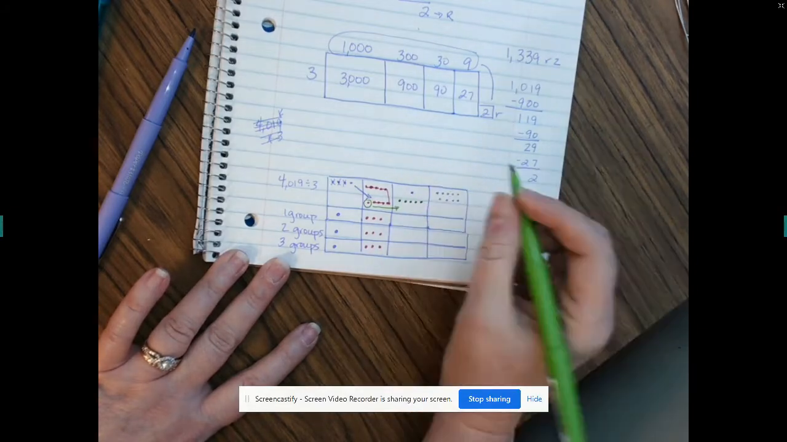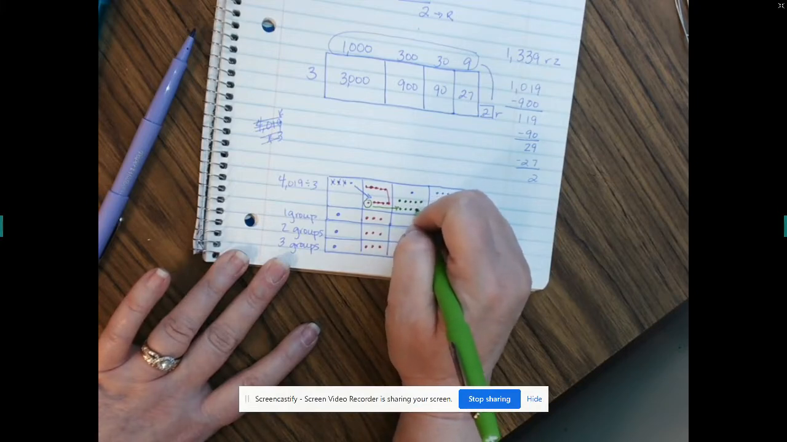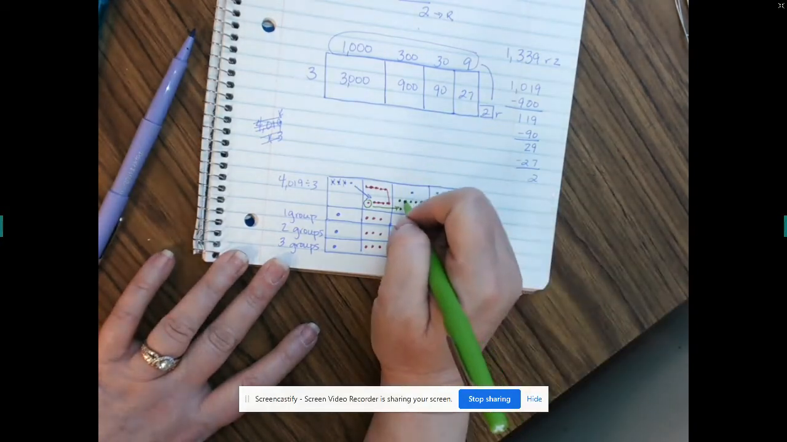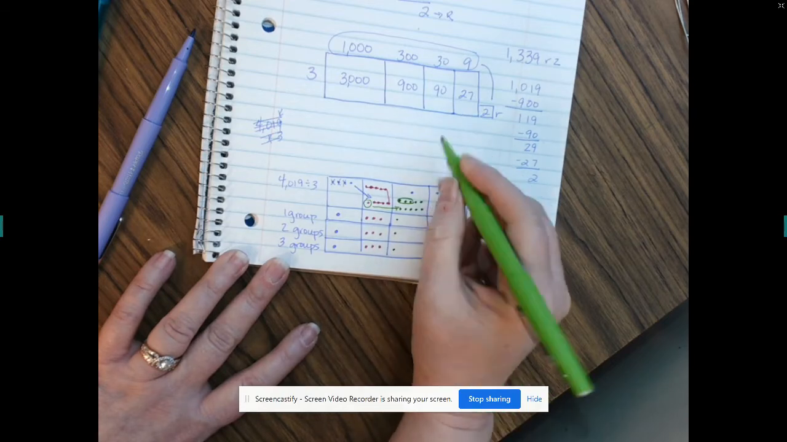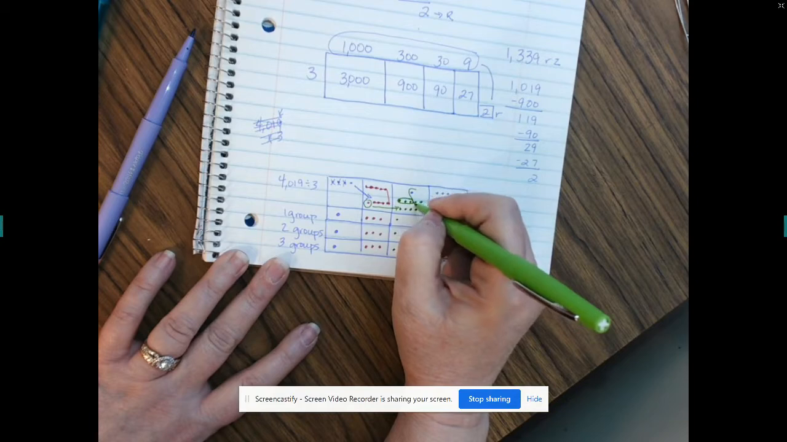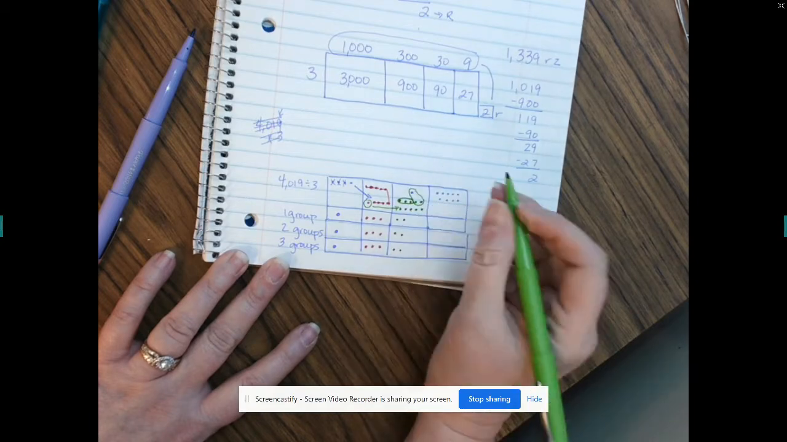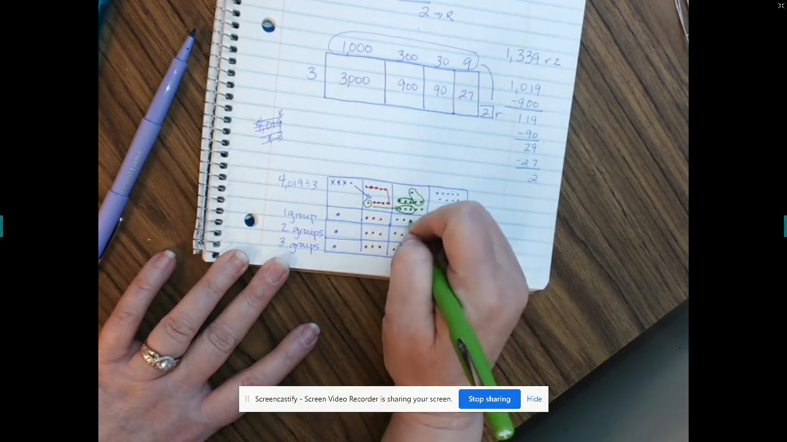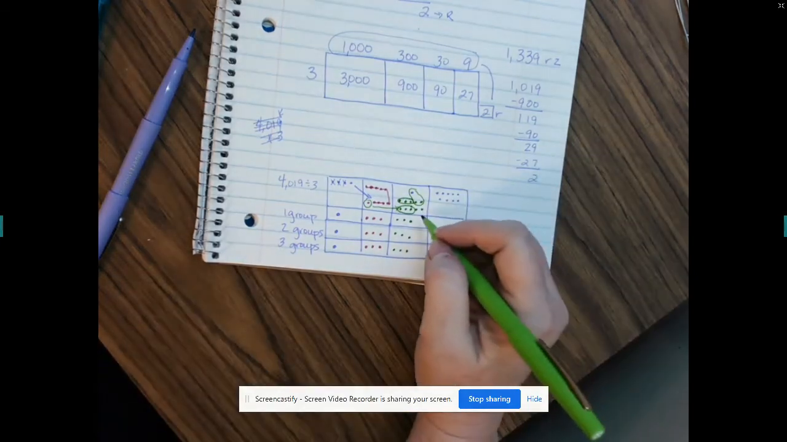Now I already had 110 in my box, so now I have 11 tens, and I'm going to do the exact same thing that I did before. I'm going to take these 3 and put 1 inside each box. I'm going to take this one plus these 2 and put 1 inside each box. I'm going to take these 3 and put 1 inside each box. And now I have 2 10s left over.